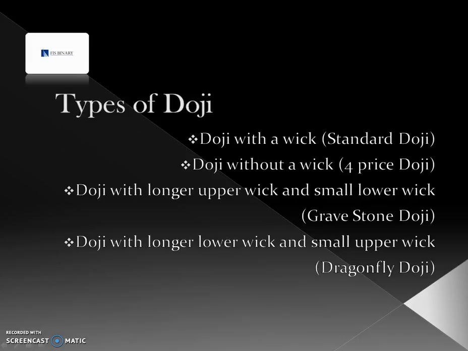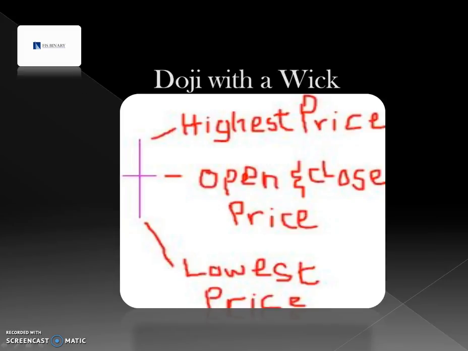Now, there are different types of dojis, and a few of them are what I've listed right on your screen. We have the standard doji, which has an upper and lower wick, and we have the four price doji, which has no wick at all. And we have the longer upper wick with a smaller lower wick, which is known as the gravestone. Sometimes it doesn't have a lower wick at all. And we also have the longer lower wick with a smaller upper wick, sometimes without an upper wick at all, known as the dragonfly.